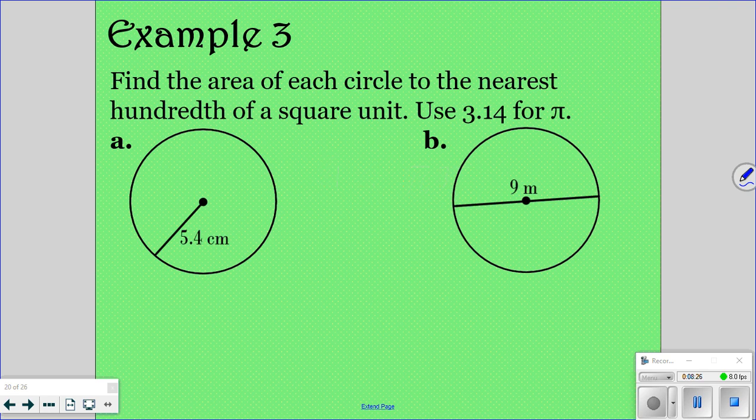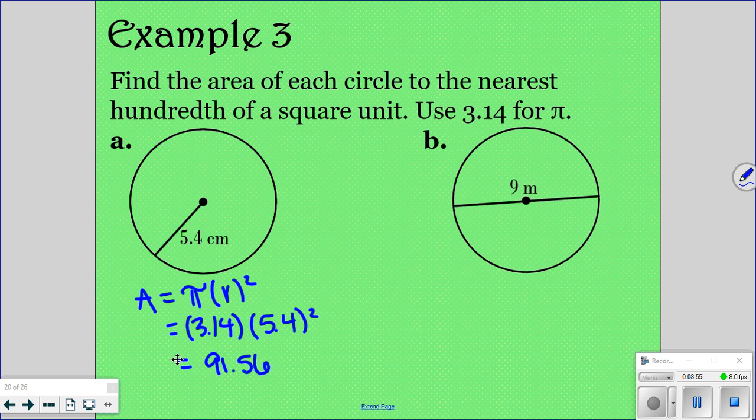So we want to find the area of each to the nearest hundredth of a square unit, and it says to use 3.14. So for this one, our area is going to be pi r squared, and so it says use 3.14 for pi, and then our radius is 5.4 squared. So if you type in 3.14 times 5.4 squared and go to the nearest hundredth, you should get 91.56. And then our units are centimeters squared. So that would be your answer for that one.